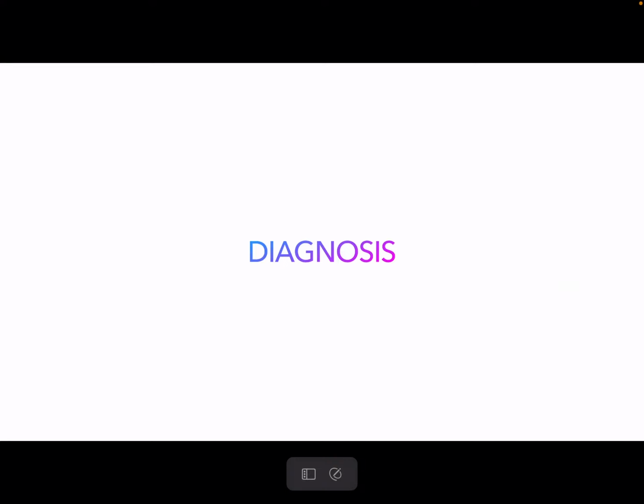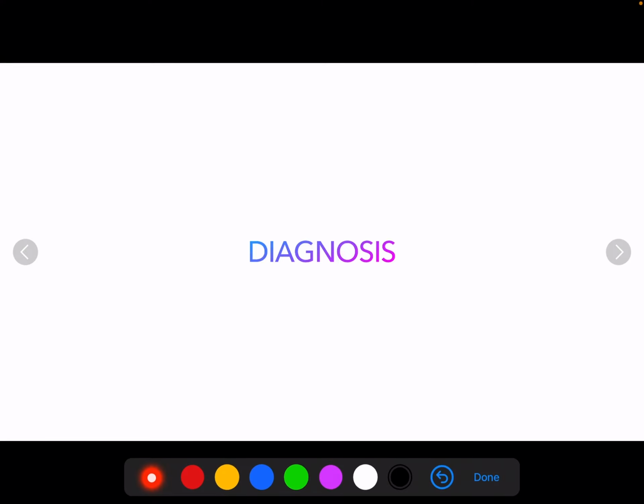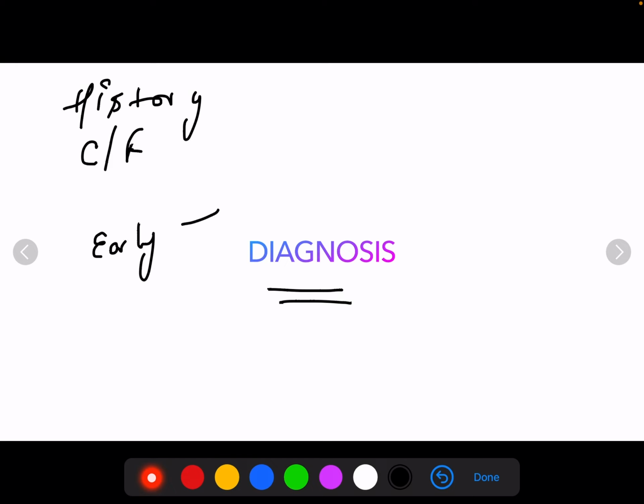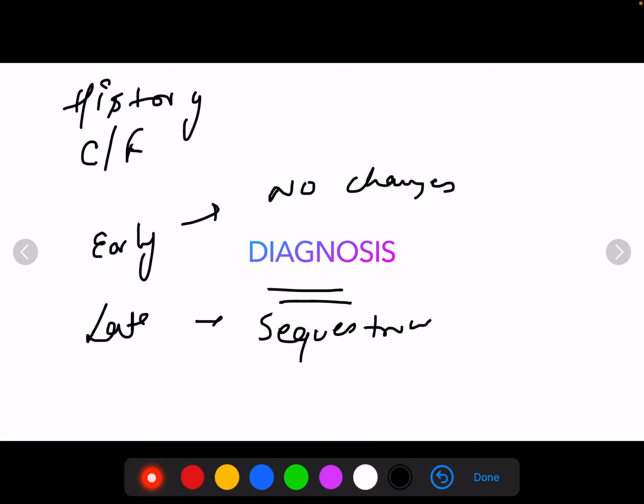Next is the diagnosis. For the diagnosis, there is history of radiation. The patient will be presenting to you with the history of radiation. Also, the clinical features mentioned above help us to diagnose the ORN. Any radiographs, that is the OPG, CT, MRI will further help. Also, there are early changes and late changes. In early changes, the CT, MRI doesn't show any significant changes. In the late effects, there is sequestrum, which can be seen, and pathological fracture.